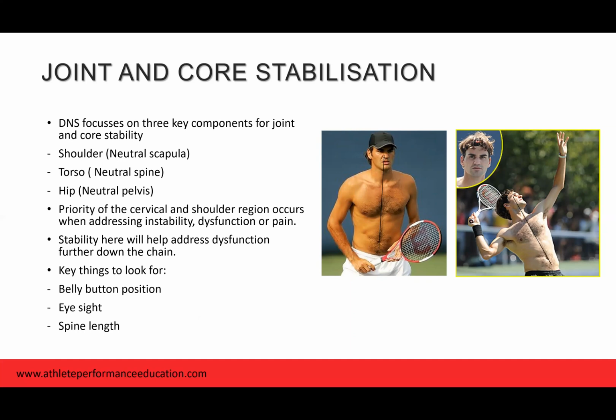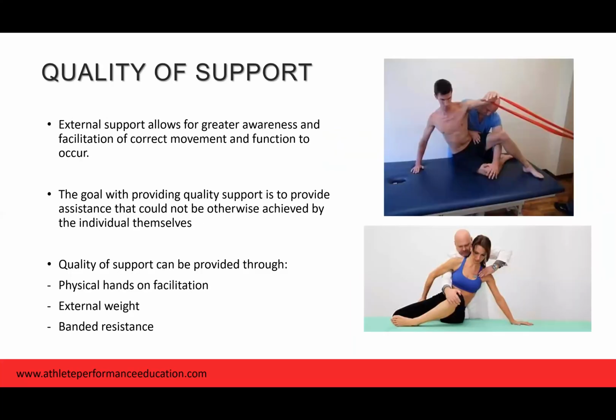So there are clues that we can look for on the body once we understand the movement of what we're trying to achieve, that will allow us to understand if that joint and core stabilization is there. Okay, so the key things there are shoulder, torso, hip, looking for neutral positions, working from the top down, addressing cervical dysfunction first and shoulder dysfunction, and ensuring that the alignment is clearly there using landmarks such as the belly button, the nipples. So we're looking to make sure the nipple line are even and where that eyesight is focused.